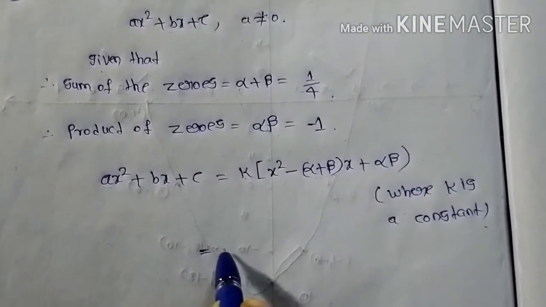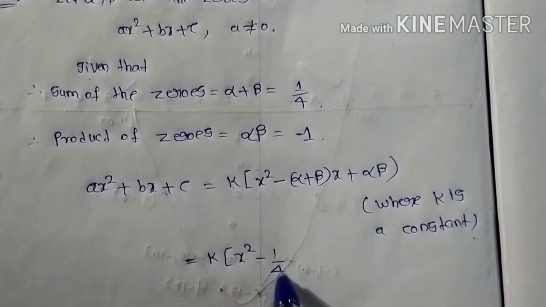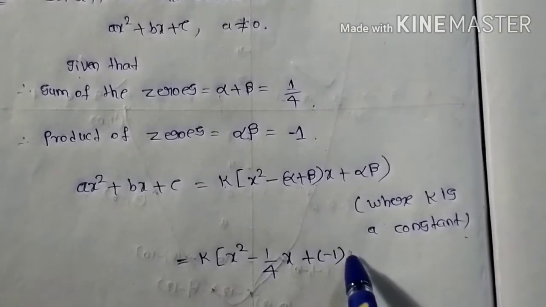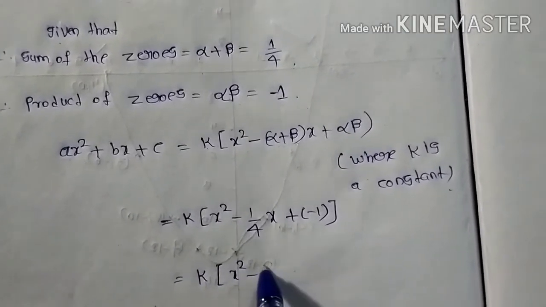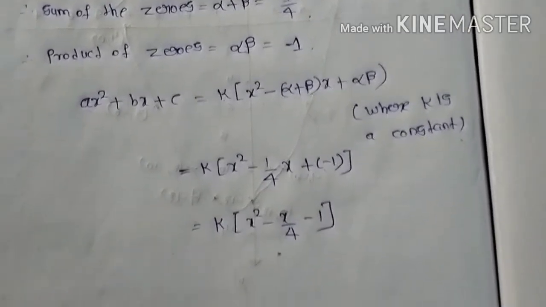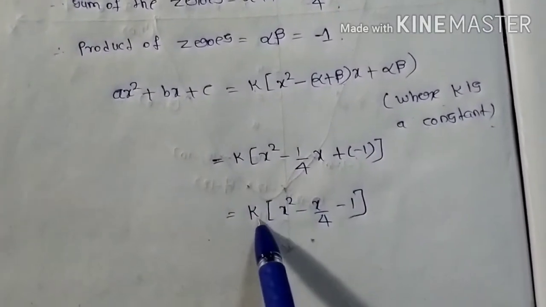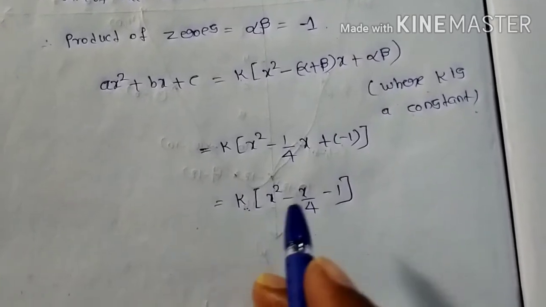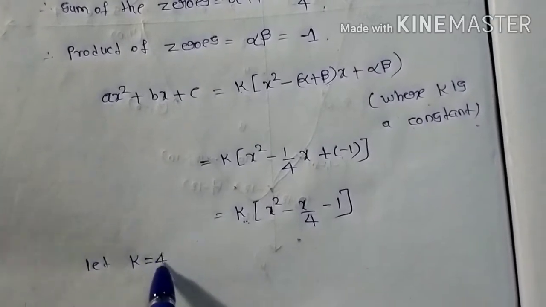See here. That means k into x square minus 1 by 4 x plus of -1. That means you can write here k into x square minus x by 4 minus 1. I already told that k is a constant, so I will multiply by k. That means I will take k as 4. Let k be equal to 4.